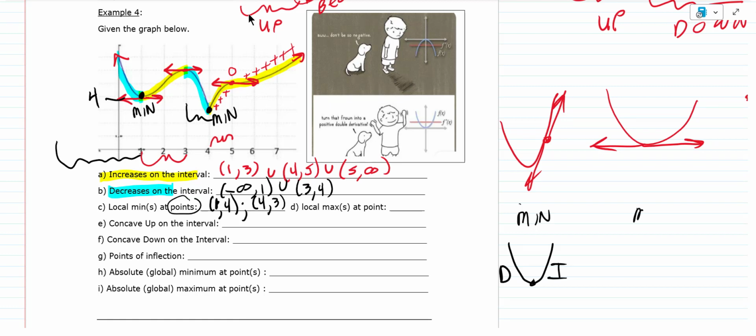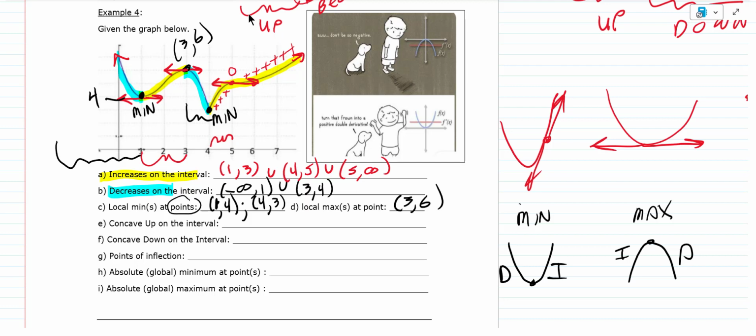A local max is this situation. The graph increases, hits a high point, then decreases. Does that ever happen? Yeah, how many times does it happen? Only once, right there. That point looks like it is the point (3, 6). So you only have one local maximum right there. So that's the idea.